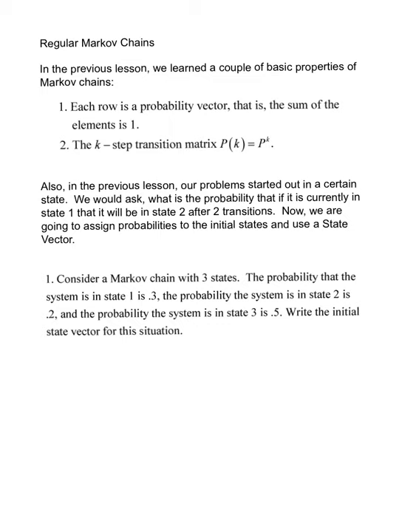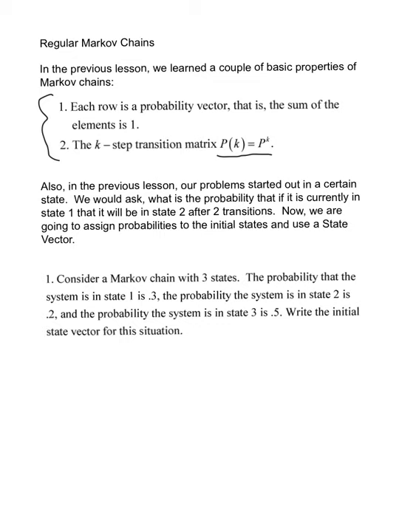So anyway, up here at the top, just a quick refresher on what we found out so far this chapter. Each row of a Markov chain is a probability vector. In other words, it's a vector, so one row, and in the row, it all adds to 1. And then the k-step transition matrix: if I want 2 transitions, it'd be P to the second power, and so on.